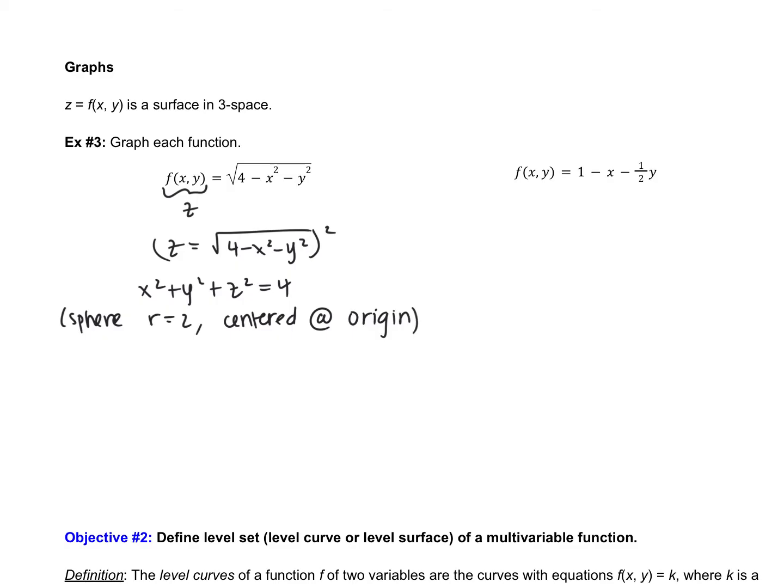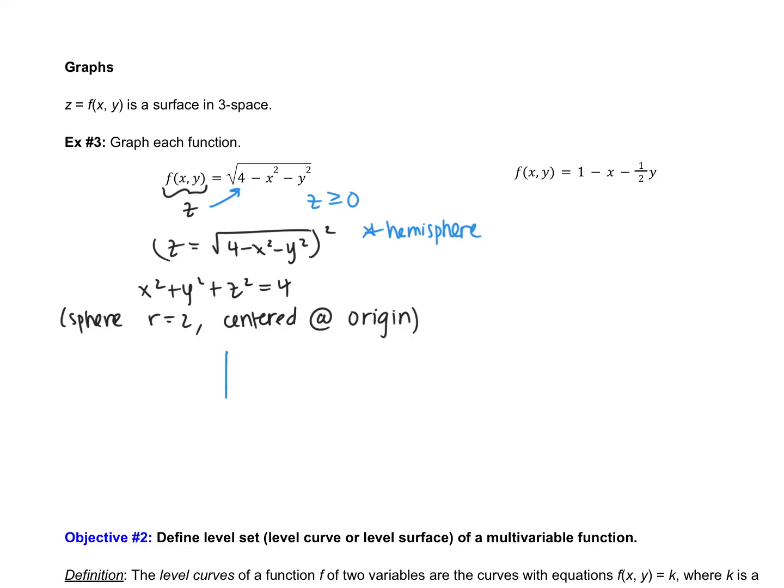But now we need to go back and look at our original function and make sure that is what we're really graphing. Are we graphing the entire sphere? What we see when we go back is that z is equal to some square root. That tells us that z has to be 0 or bigger. We're not going to get a negative number out of that square root. So what does that tell us? We're not looking at the whole sphere, we're looking at a hemisphere.